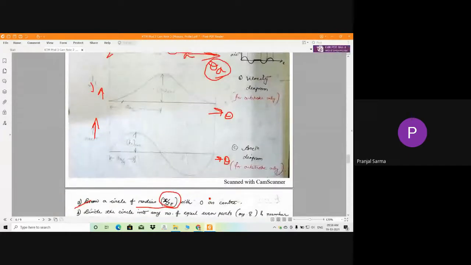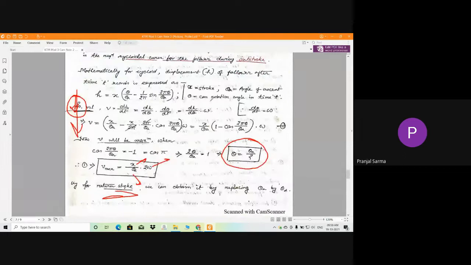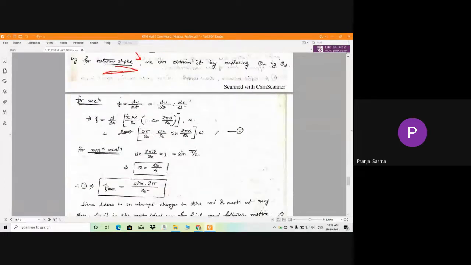We are going for theta a only, so half of it is where the maximum occurs. Similarly, once you know the velocity, differentiating it gives you the acceleration. By doing that, we obtain a curve where we get the maximum acceleration at theta a by 4.